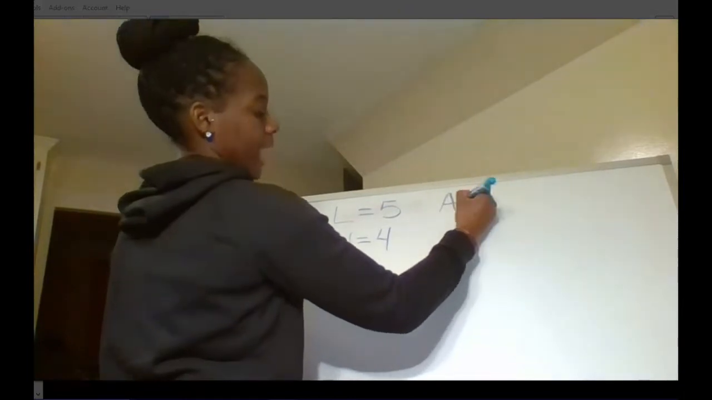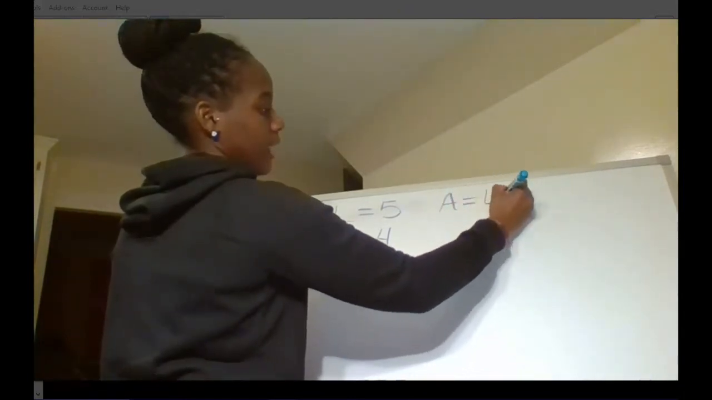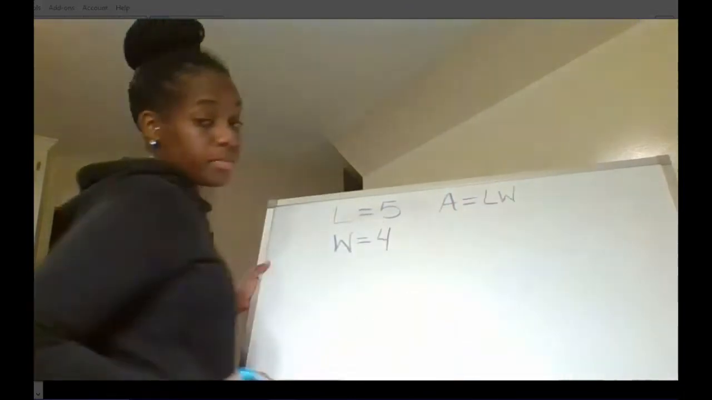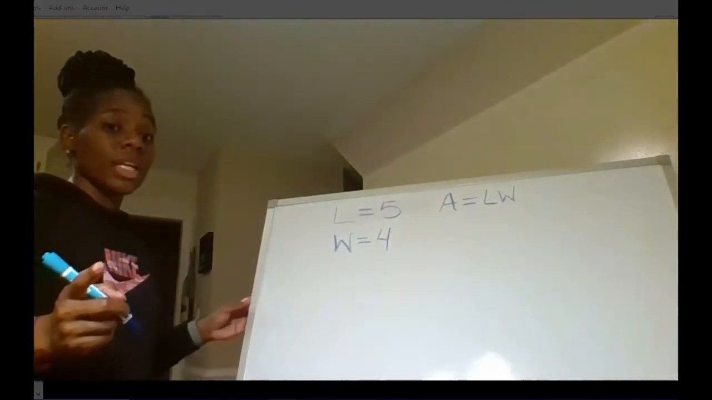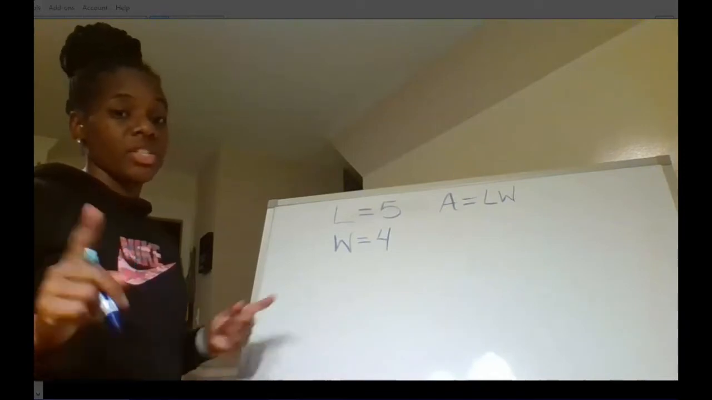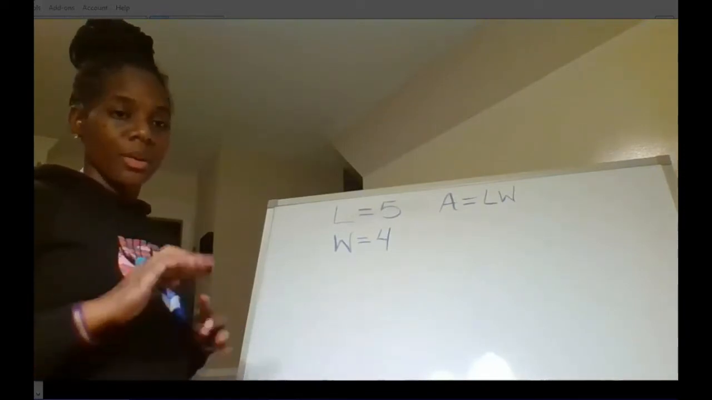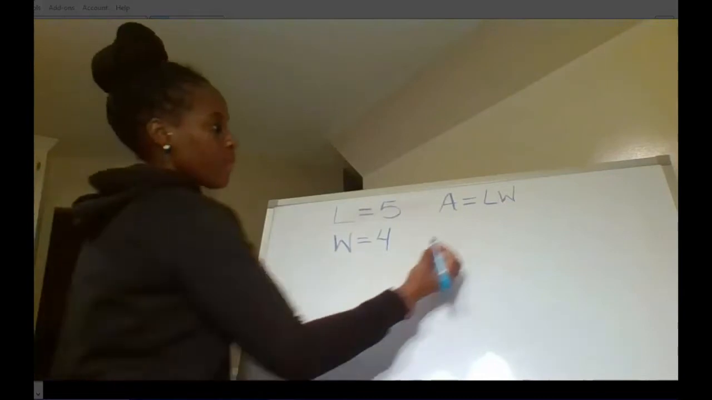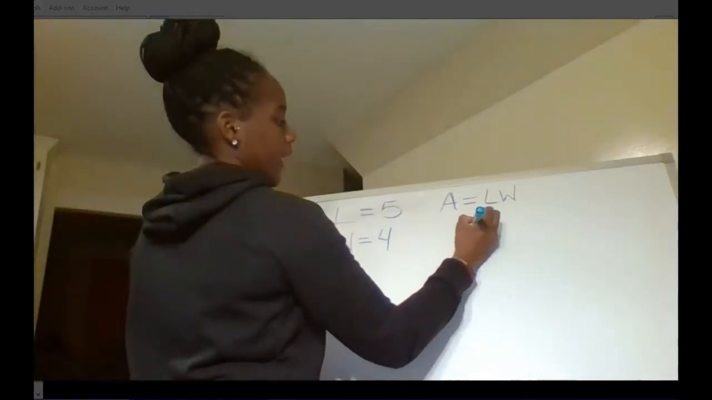All right. The area is equal to length times the width. Remember, when we're substituting in, you also have to put the operator in there. If you do not put the operator in there, it just looks like two numbers sitting right next to each other, and we don't want to have that confusion.